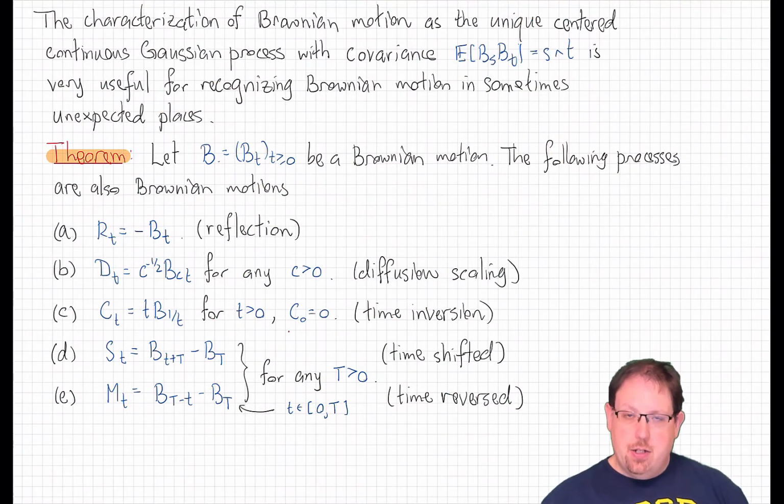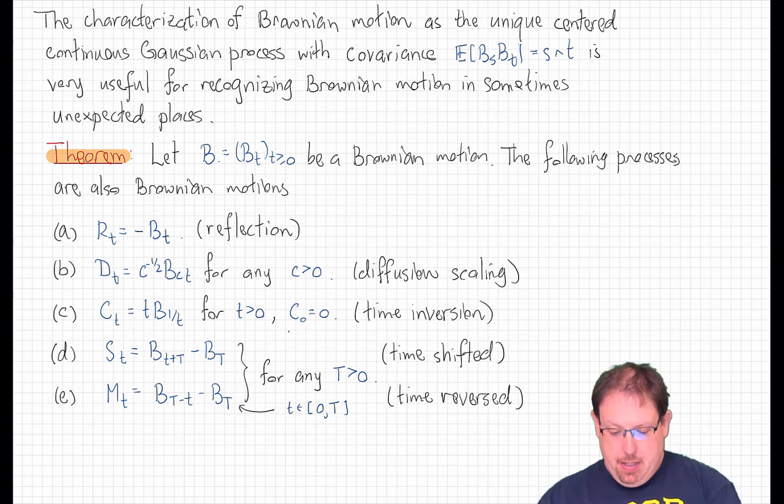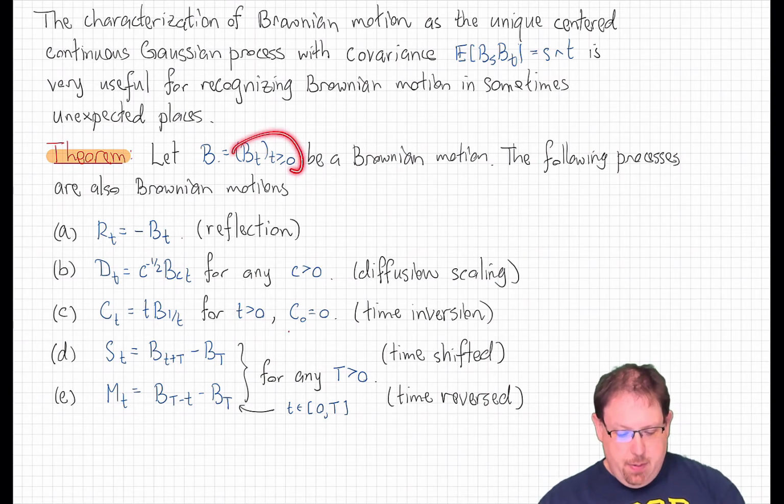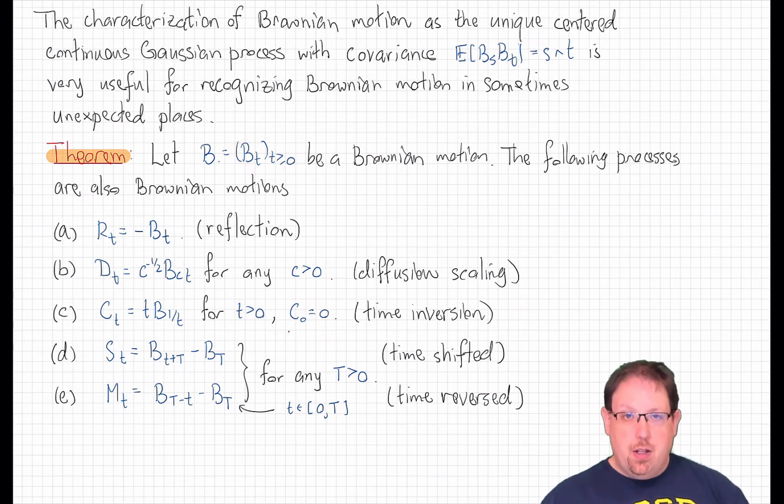Last time we showed that Brownian motion can be characterized as the unique, continuous, centered Gaussian process whose covariance function is s min t. This is very useful for recognizing Brownian motions out in the wild, sometimes in unexpected places. Here is a nice theorem that tells us how to construct new Brownian motions by transforming a fixed Brownian motion from the start. If B_t is a Brownian motion on the positive real line, then the following processes are all also Brownian motions relative to their own filtrations.